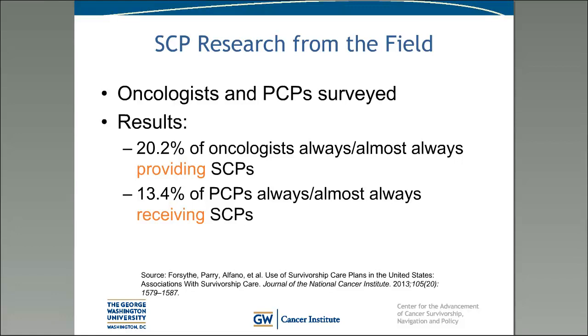From the PCP end, approximately 1/3 of PCPs indicated that they almost always or always received treatment summaries, but only 13% reported always or almost always receiving the full survivorship care plan. And oncologists who had training in late and long-term effects of cancer and use of EMRs were more likely to report providing the survivorship care plans. And for primary care providers who received survivorship care plans, they reported feeling more positively about care coordination and having more confidence in survivorship care plan knowledge.